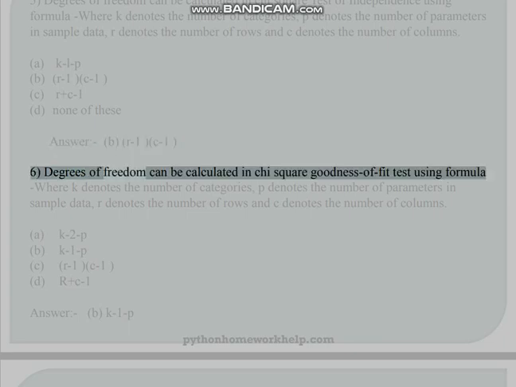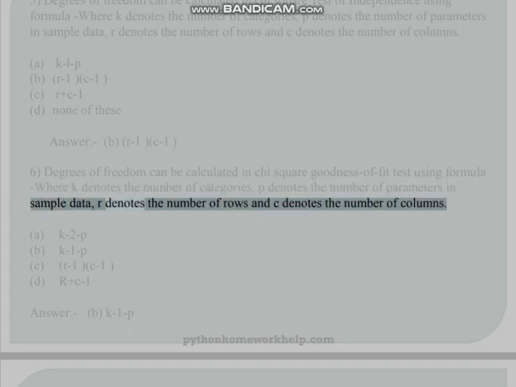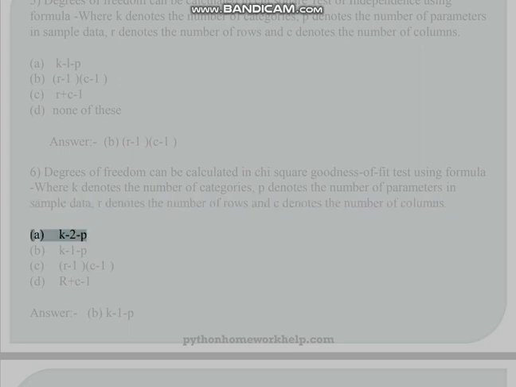6. Degrees of freedom can be calculated in chi-square goodness of fit test using a formula, where K denotes the number of categories, P denotes the number of parameters in sample data, R denotes the number of rows, and C denotes the number of columns. A. K-2-P. B. K-1-P. C. (R-1)(C-1). D. R+C-1. Answer: B. K-1-P.